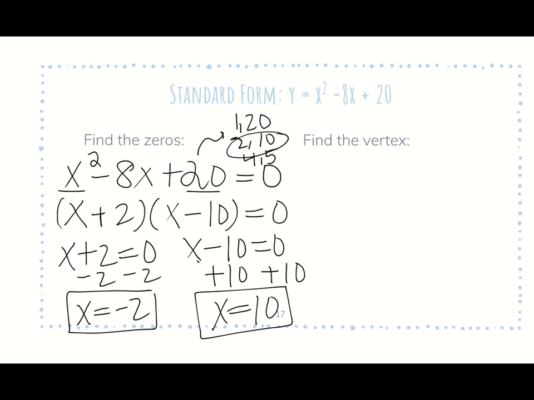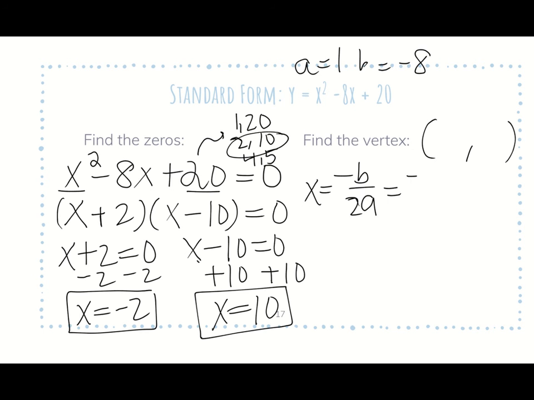So finding the vertex is a coordinate. And to find x, remember it's negative b over 2a. So in this instance, a is 1 and b is negative 8. So we would have negative negative 8 over 2 times 1. Two negatives make a positive 8. 2 times 1 is 2. 8 divided by 2 is 4. So our x value is 4.